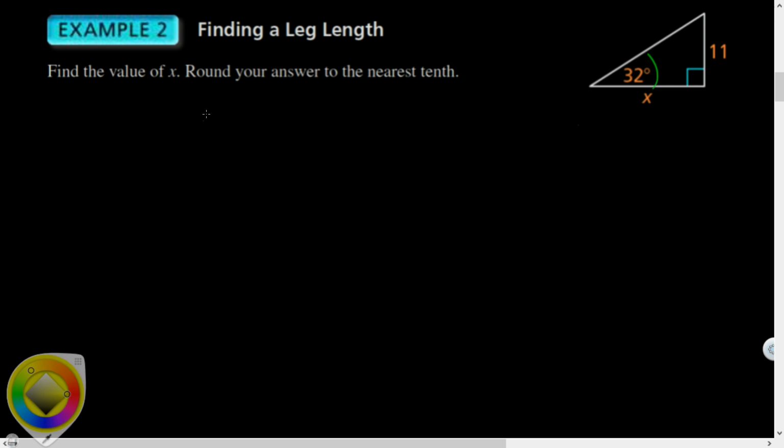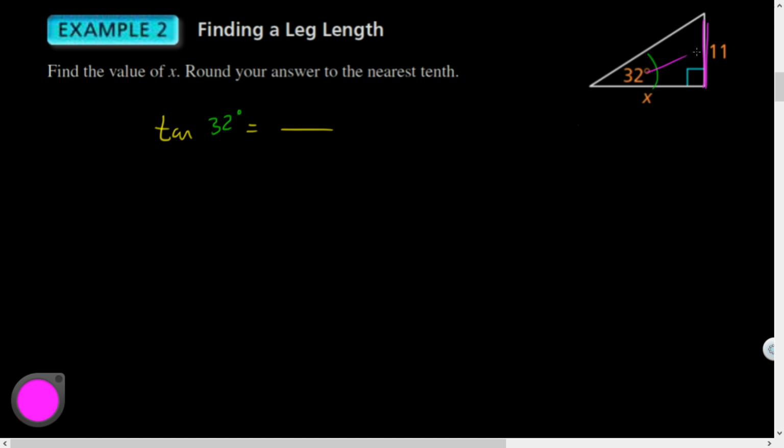Okay? And I'm going to set up a tangent ratio here. So I'm going to say tan of the 32 is going to equal what over what? So my angle, measured in degrees right now. Later on in other courses, you'll have other units of measure for angles. And the opposite leg is 11. And the adjacent leg, specifically, is going to be the x.